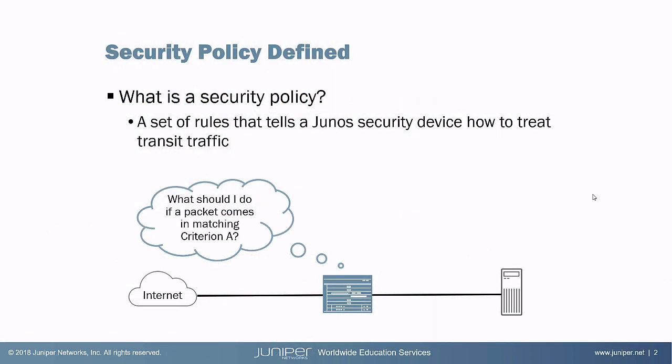All right, so what is a security policy? It's basically a set of rules that tells the Junos security device, SRX in this case, how to treat transit traffic. So if traffic is coming from a user or a device going to another host, we need to figure out if we want to allow that traffic, allow and log that traffic, or deny and reject it. So it's going to tell the security device what to do with that traffic.